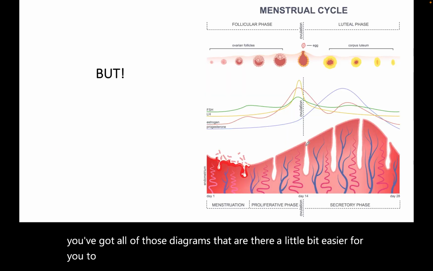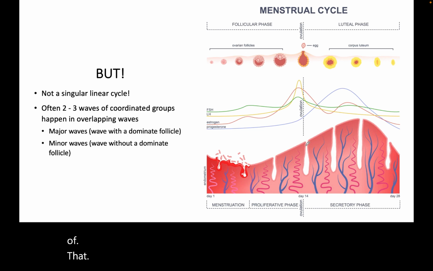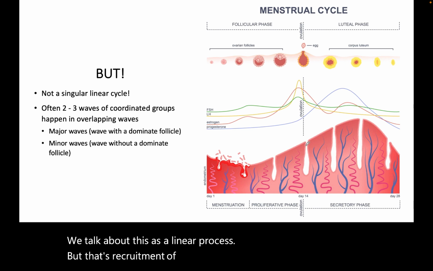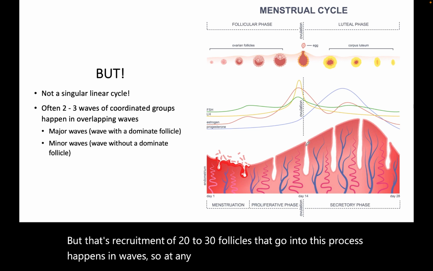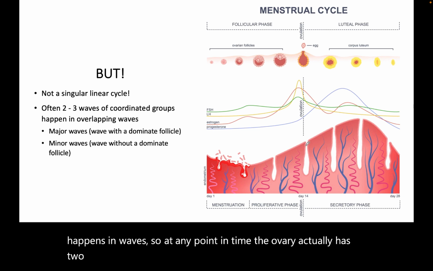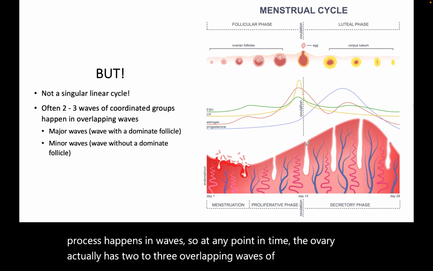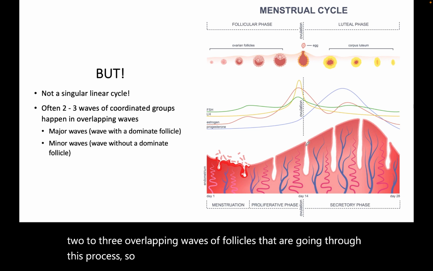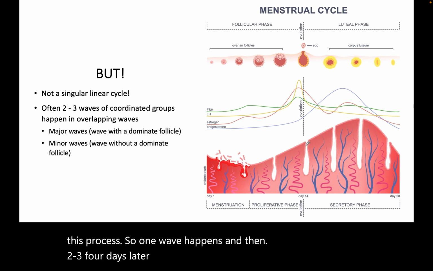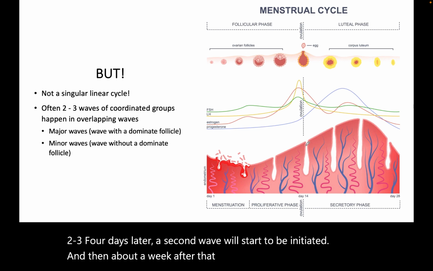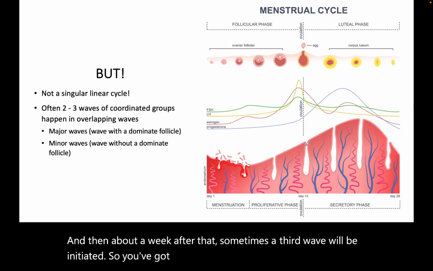Right? I do want to remind you that we talk about this as a linear process, but that recruitment of 20 to 30 follicles happens in waves. So at any point in time, the ovary actually has 2 to 3 overlapping waves of follicles going through this process. So one wave happens, and then 2, 3, 4 days later, a second wave will start to be initiated. And then about a week after that, sometimes a third wave will be initiated. So you've got 3 sets of 20 to 30 follicles undergoing this process.